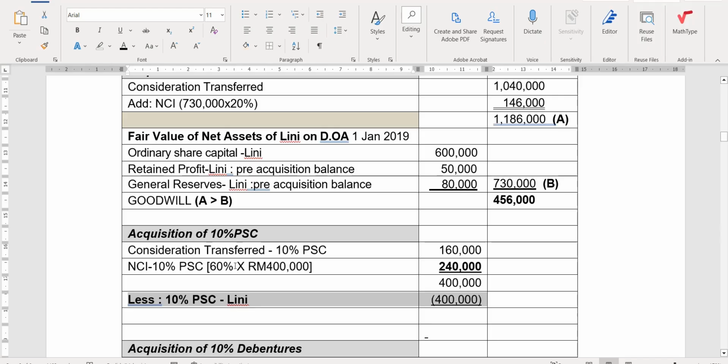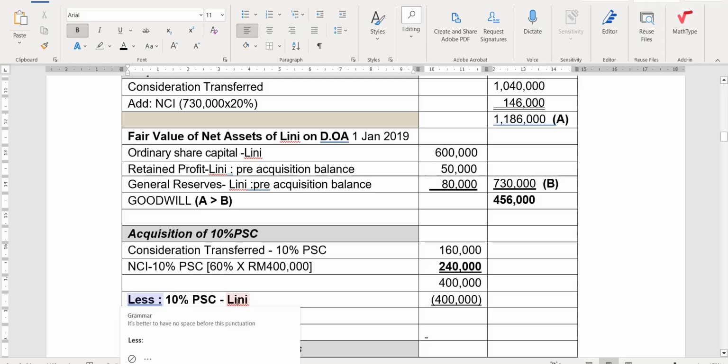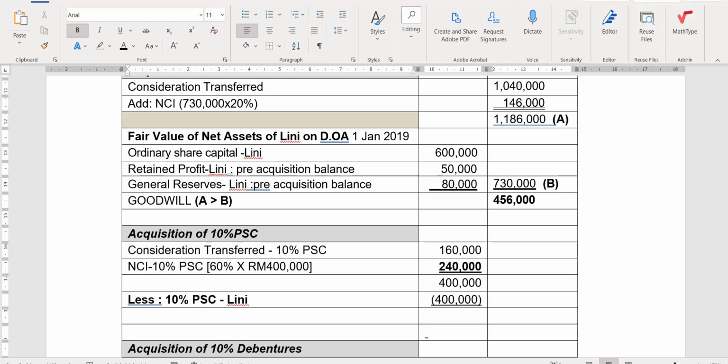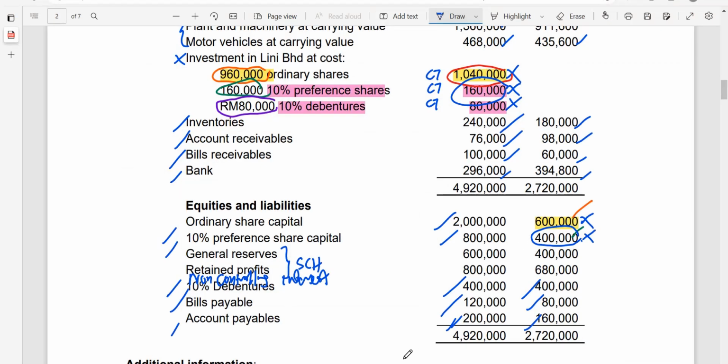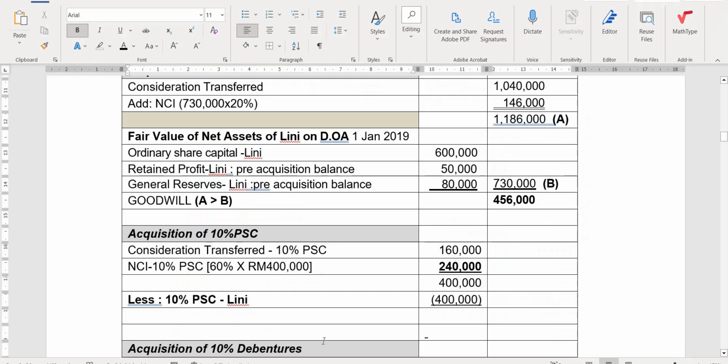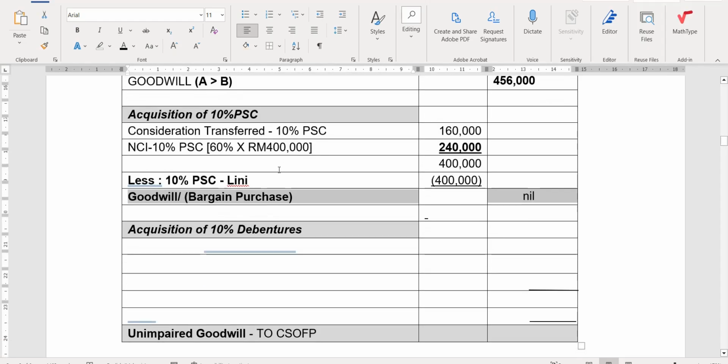If there are none, you don't have to calculate the goodwill, but here there is a non-controlling interest portion. So therefore you have the 10% preference shares here, balance taken from the subsidiary B, this one, and therefore you will have the goodwill if there is any, but in this question none. So there is no goodwill, but you still need to check if there is any calculation of goodwill.